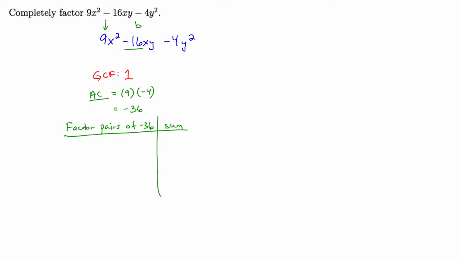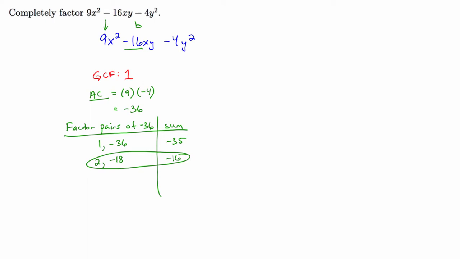So now looking for things that multiply to make negative 36. 1 times negative 36 is negative 36, and 1 plus negative 36 is negative 35. That gives us the product we needed, but not the sum. 2 times negative 18 is negative 36, and 2 plus negative 18 is negative 16. That is the pair that we needed.